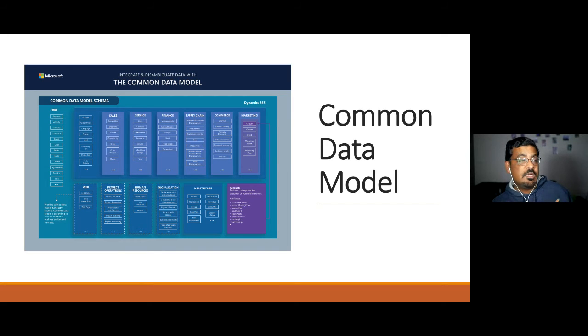So as you can see, one is the core entities. Then there is Dynamics 365. So if you're coming from a Dynamics 365 background, you can find relevant entities in the CDM, which are shown as sales, services, finance, supply chain, commerce, and marketing. And different organizations and different applications have their own CDMs, like healthcare, human resources, and project operations. So that's it for the Common Data Model.